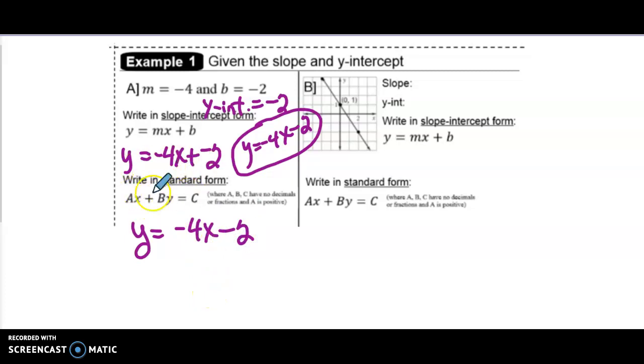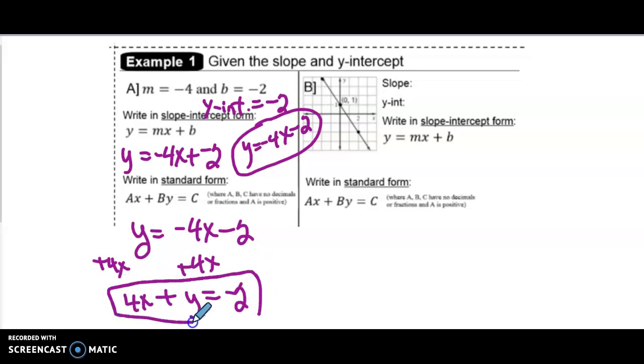And now they want it in standard form. In other words, they want some number x plus some number y equals some number. Notice A, B, and C can't have decimals or fractions, and A has to be positive. Well, luckily, when I add 4x over here, I get 4x plus 1y equals -2. And I'm done. Because A was positive, there's no decimals or fractions.